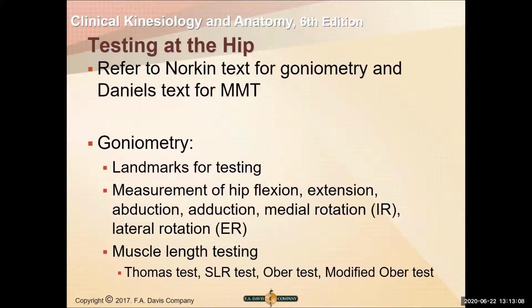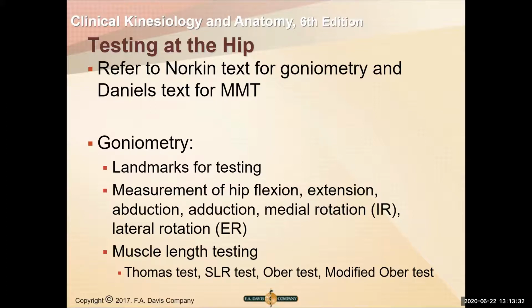So when we go through goniometry of the hip, we're going to measure hip flexion, hip extension, hip abduction, hip adduction, and internal and external rotation of the hip. We're also going to do manual muscle testing for all of those. For each of those, there is a preferred position for manual muscle testing against gravity. There are also preferred positions for gravity reduced or gravity eliminated.